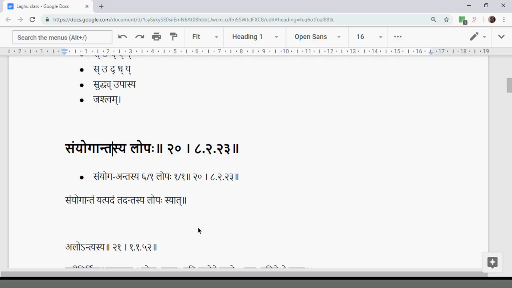So here you see sanyoga antasya lopa, sanyoga antasya padasya, yat padam sanyogantam. That word which is sanyoga-ending: sanyogaha anteyasya. This is what sanyogaha, sanyogaha anteyasya saha. We said yasya tat, so padam is being talked about. So antasya, yasya padasya tat padam sanyogantam. Padam. So here it is sanyogantasya, and then sanyogantasya padasya, tasya padasya, tasya sanyogantasya padasya.